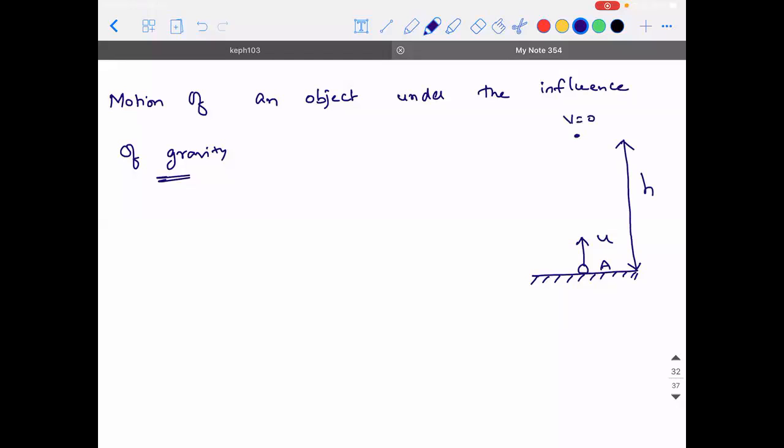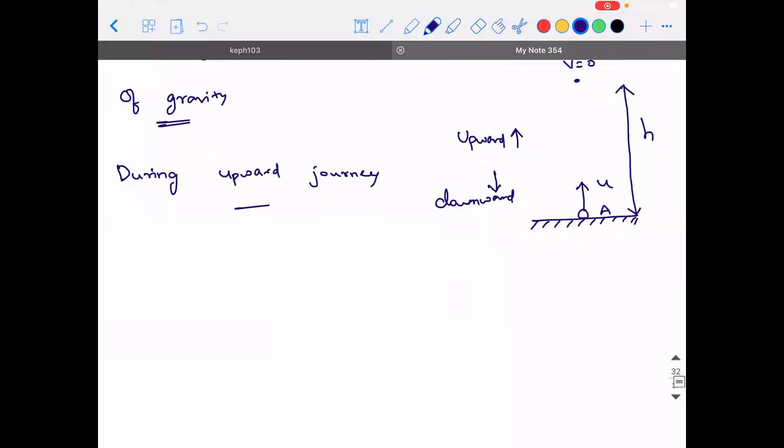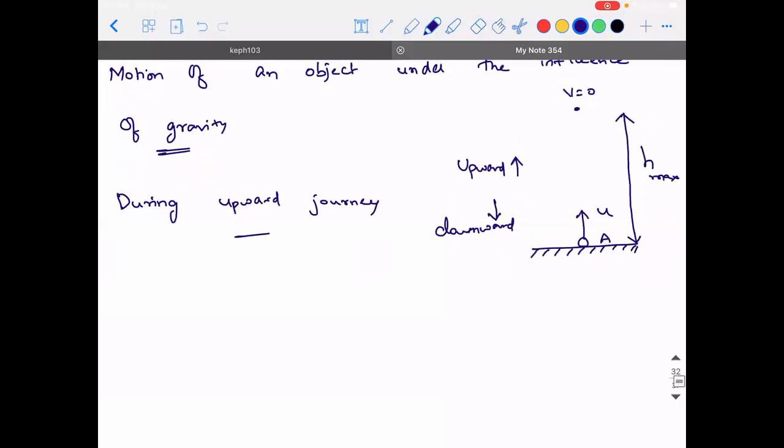So there are two journeys, right? One is an upward journey and you have a downward journey as well. During the upward journey, if I call this the maximum height, in the process of motion from A to B, what is the acceleration the object is experiencing? The object is moving under the influence of gravity.